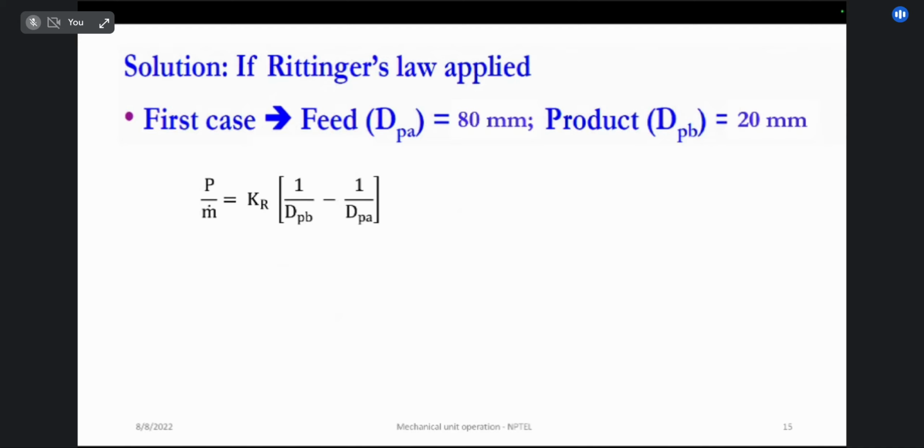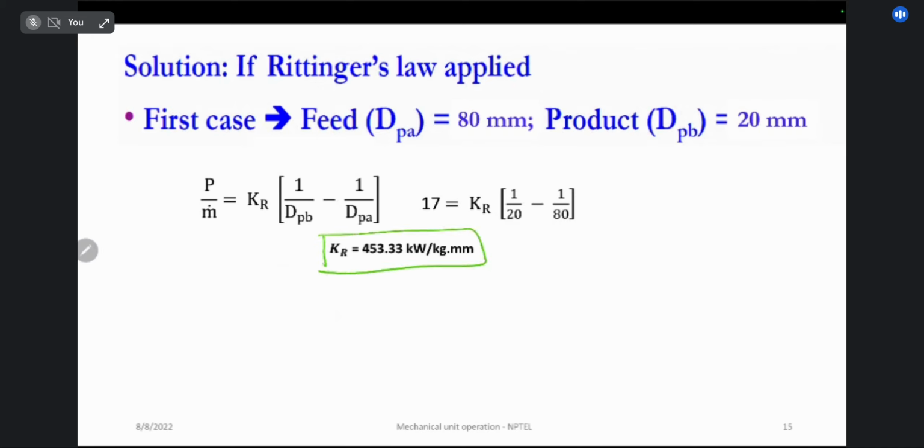So this is Rittinger's law: P by m dot is equal to Kr times (1 upon dPb minus 1 upon dPa). If we substitute the values, with P by m dot given as 17 and the other particle values, we get the value of Rittinger's constant as around 453.33 kilowatt per kilogram into mm.